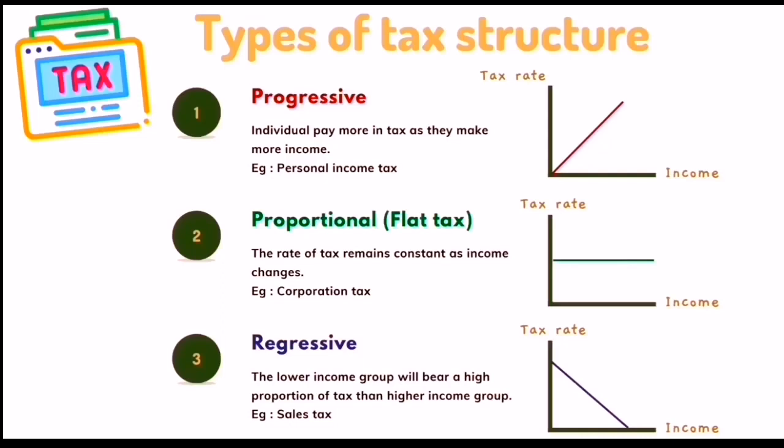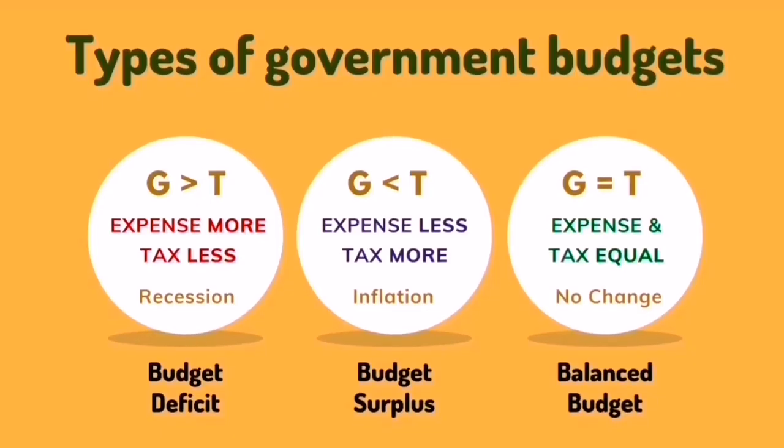For proportional tax, the rate of tax remains constant as income changes. An example is the corporation tax. Lastly, regressive tax places more burden on low-income earners. This is where the rate of tax decreases as income increases. For example, sales tax.